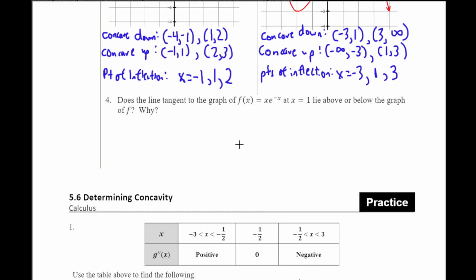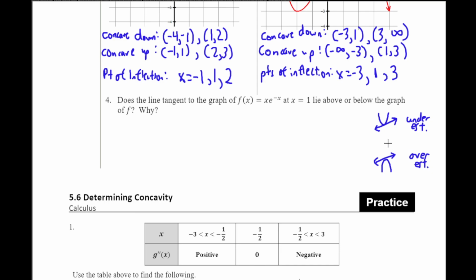Does the line tangent to the graph of f of x equals x e to the negative x at x equals 1 lie above or below the graph of f, and why? So you need to think about this. If you have a concave up function and you have a tangent line at a point, you see how the tangent line is going to be below the curve? That's an underestimate. If you have a concave down function, any tangent line is going to be above, which would be an overestimate.